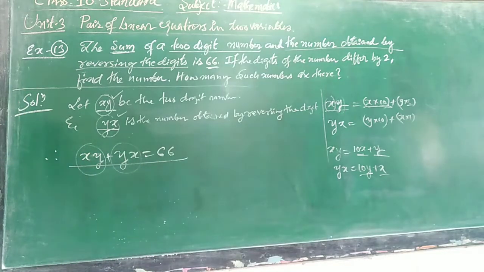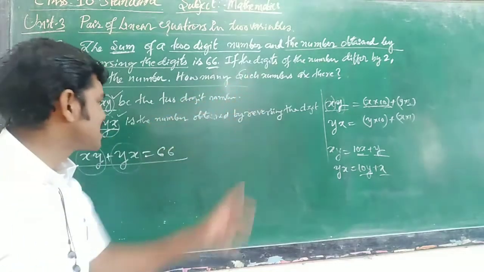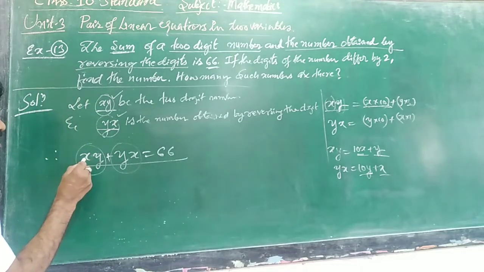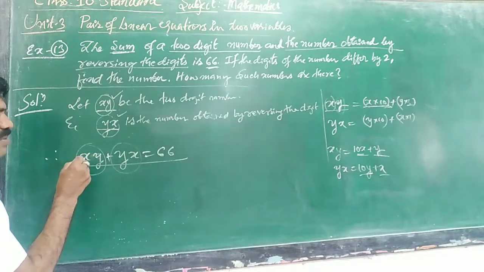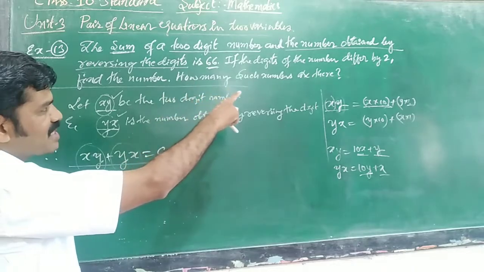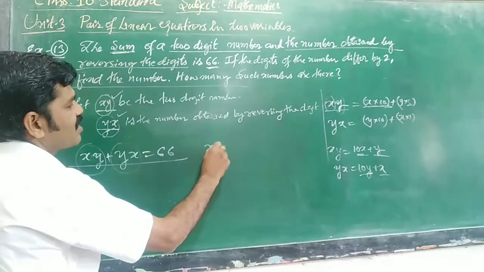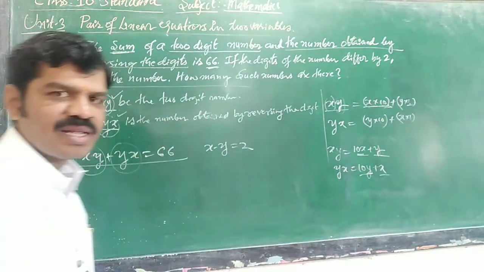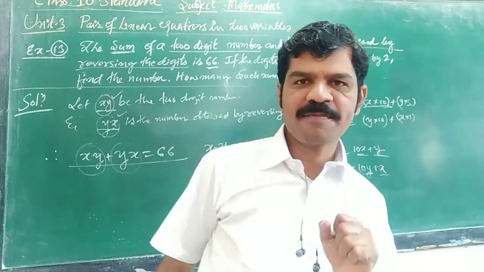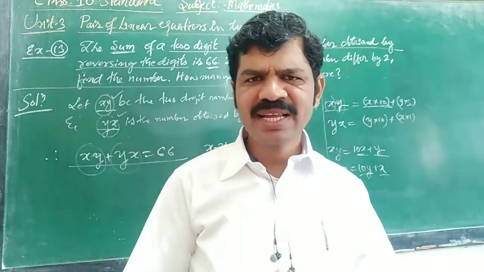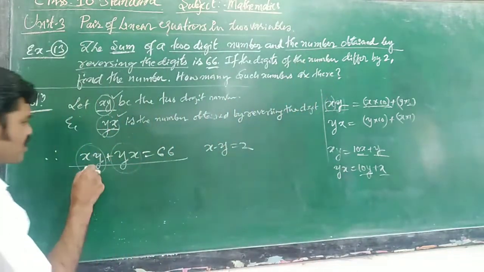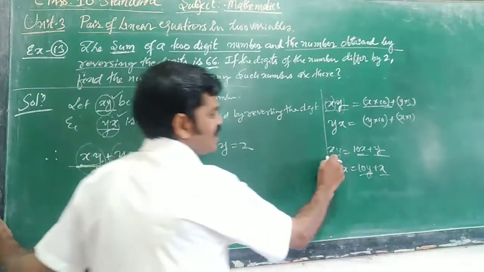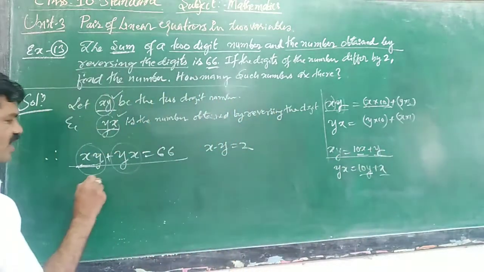If the digits of the number differ by 2, I mean, if x minus y is equal to 2, then we have to find the number. So let us find it out. Everything is easy. Come on. So xy can be written as, see here, 10x plus y.